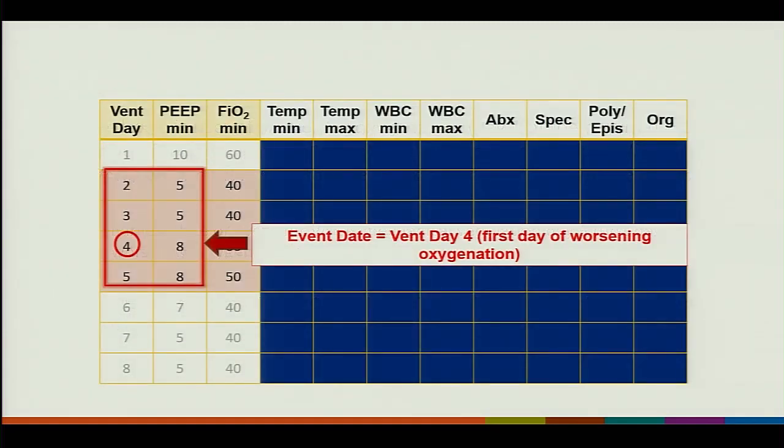So here in this PEEP parameter, we have the 2-day baseline period of stability, followed by a 2-day period of worsening oxygenation. Recall from the previous slide that the date of event is the date of onset of worsening oxygenation. So in this example, it is mechanical ventilation day 4.